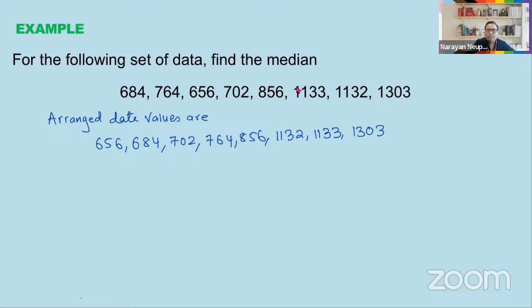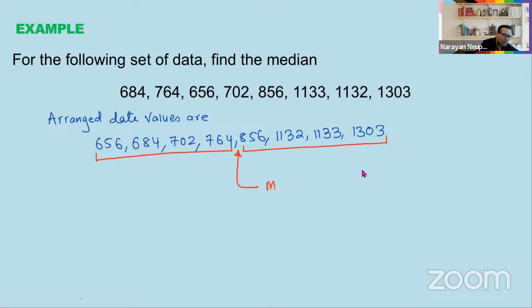So we have to look at these values and then arrange from smallest to the largest or from largest to the smallest. Either way it works. And then you count how many are there. We have 1, 2, 3, 4, 5, 6, 7, 8. If you divide 8 into two parts, you get 4, right? So count 4 from the left: 1, 2, 3, 4. Also count 4 from the other side: 1, 2, 3, 4. Do you have anything right here in the middle?